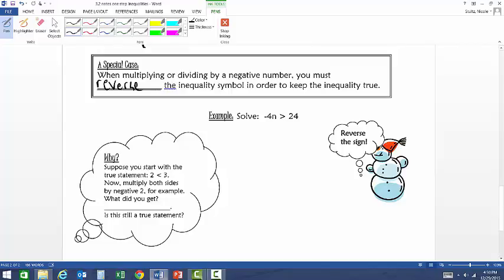So I know that there's an example here, but we're going to skip that for now. I want to go to the y and see what's going on. So we have a statement that says 2 is less than 3, and I'm just going to write that down here. So what we're going to do now is we're going to multiply. This is true, by the way. We're going to multiply both sides by negative 2.